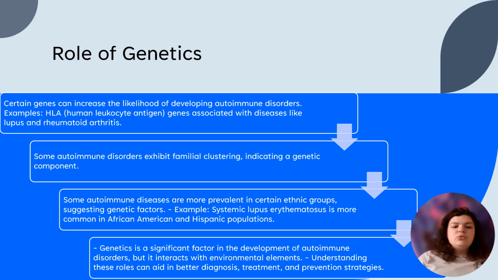Genetics can play a huge role in the diagnostic process of autoimmune diseases. Certain genes can increase the likelihood of developing autoimmune disorders. An example is HLA, human leukocyte antigen genes, which are associated with diseases like lupus and rheumatoid arthritis. Some autoimmune disorders exhibit familial clustering, indicating a genetic component. Some autoimmune diseases are more prevalent in certain ethnic groups, suggesting genetic factors. For example, systemic lupus erythematosus is more common in African American and Hispanic populations. Genetics is a significant factor in the development of autoimmune disorders, but it interacts with environmental elements, and understanding these roles can aid in better diagnosis, treatment, and prevention strategies.